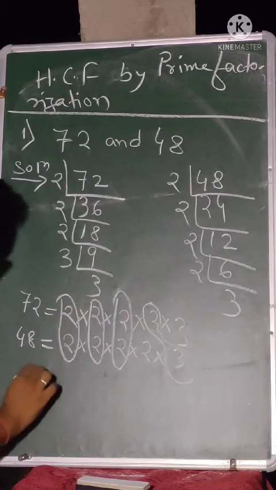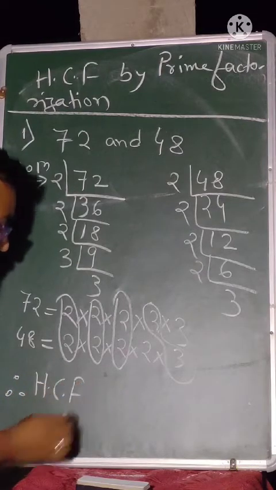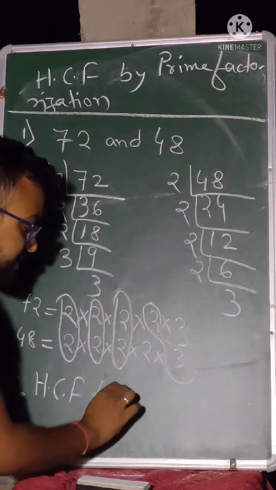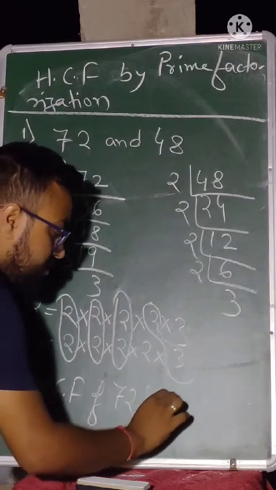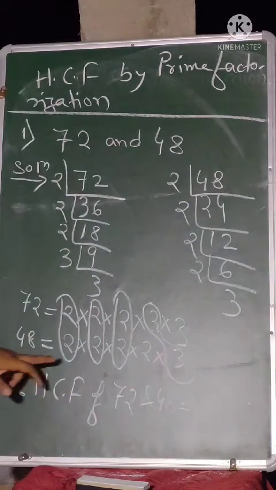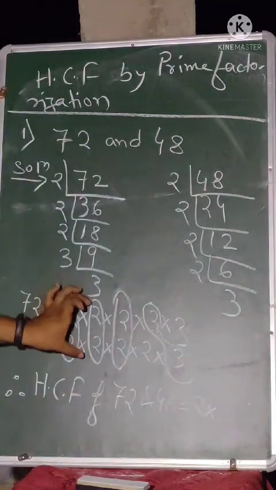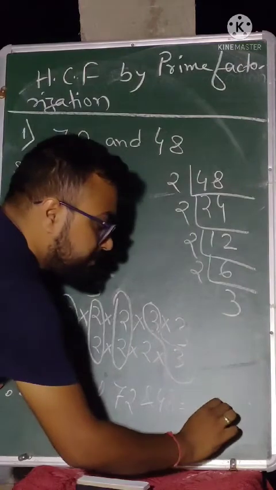Therefore, HCF of 72 and 48 is equal to, this 2 will come down, 1 2. Again from these two common factors only 1 2 will come out.